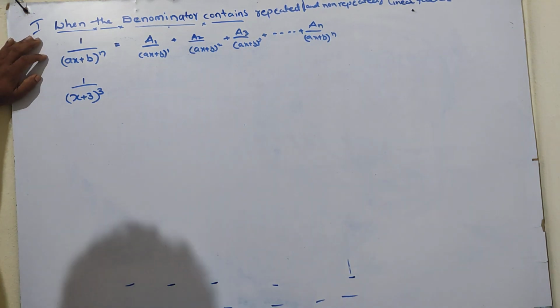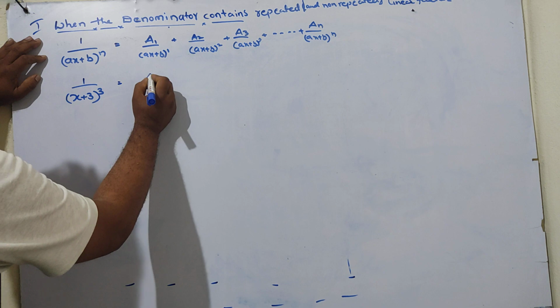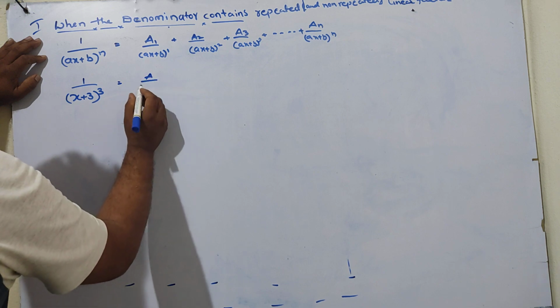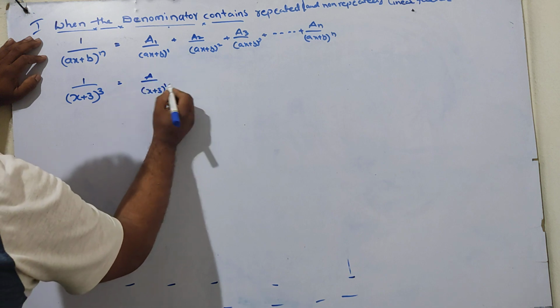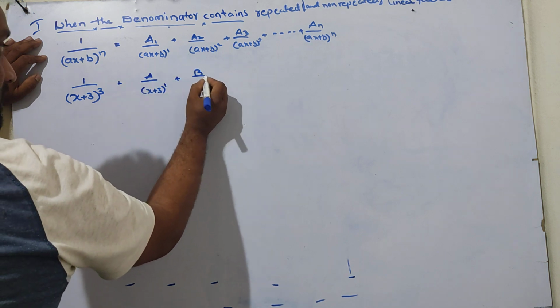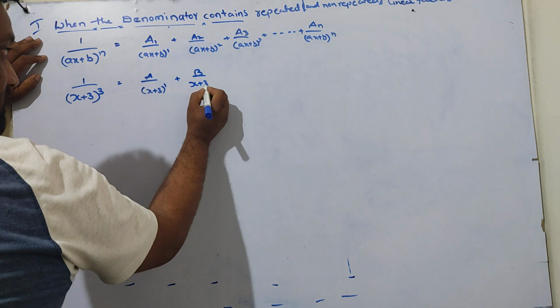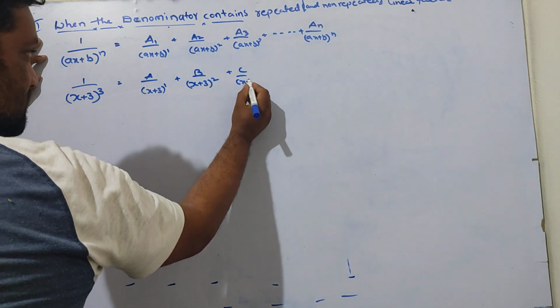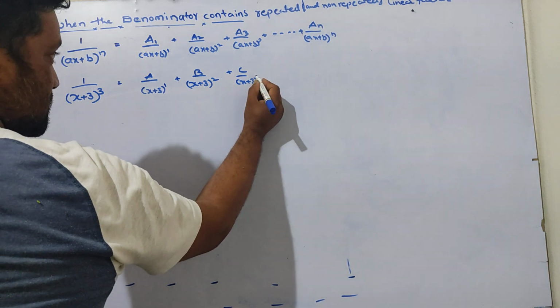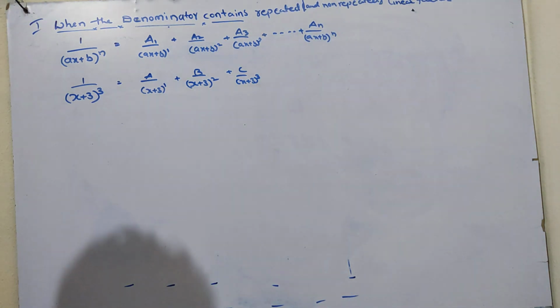So the general form, first of all, we are writing here: A by (x plus 3) to the power of 1, plus B by (x plus 3) whole square, plus C by (x plus 3) whole cube. This is our general form.